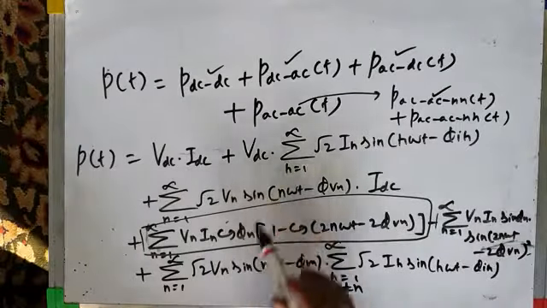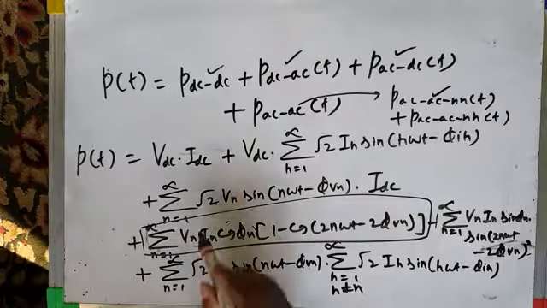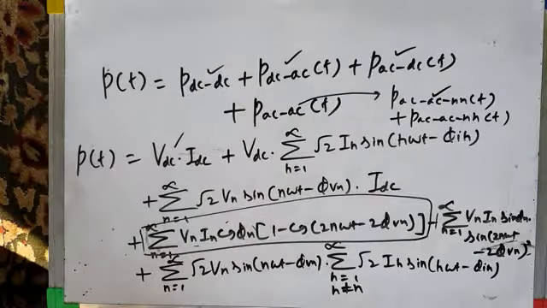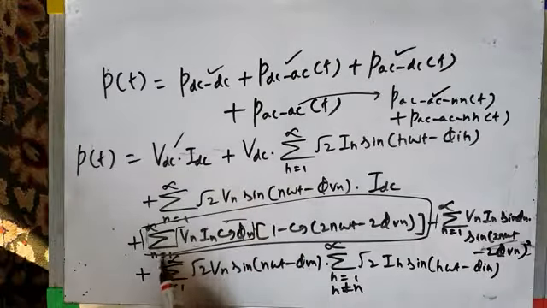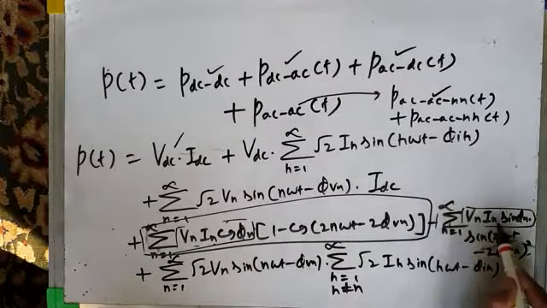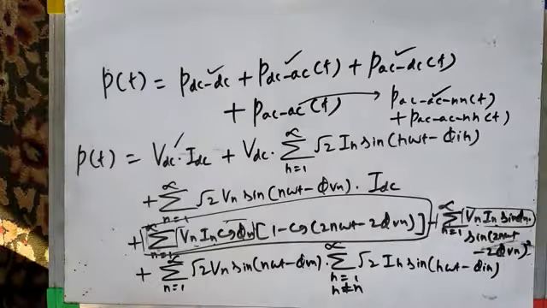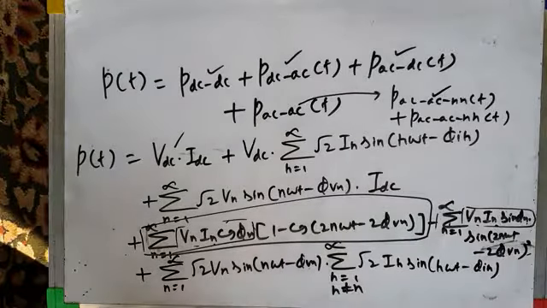And if you want to extract the average power from this, that is given by this term Vn In cos phi n. And if you add the DC offset along with it, that's no problem. If there is no DC offset, then average power is only this term, summation n equal to 1 to infinity Vn In cos phi n. And the reactive power is this term, summation n equal to 1 to infinity Vn In sin phi n. After that we found the apparent power, and we found that apparent power is given by fundamental power, DC power.